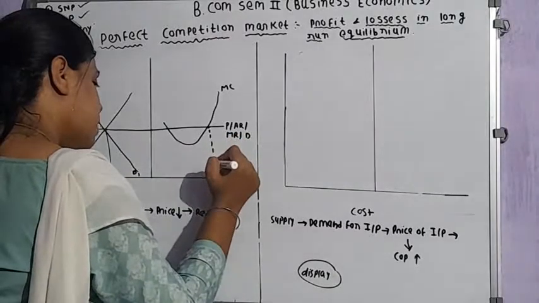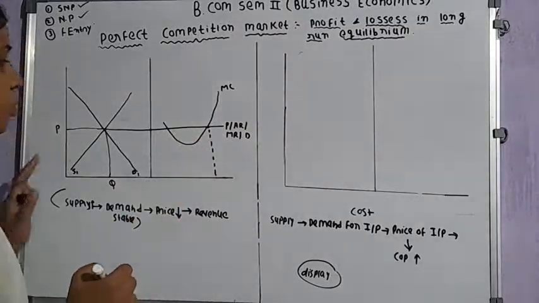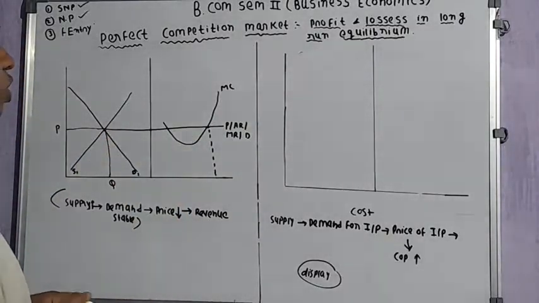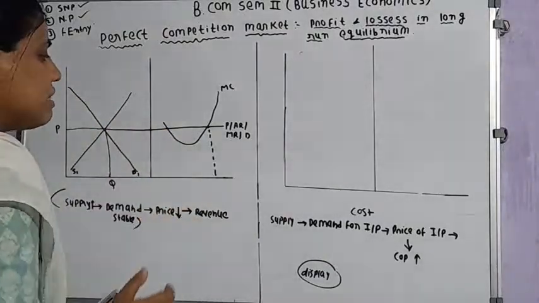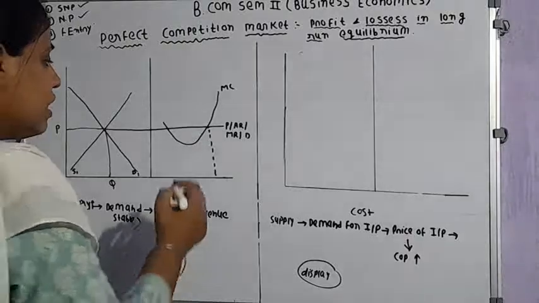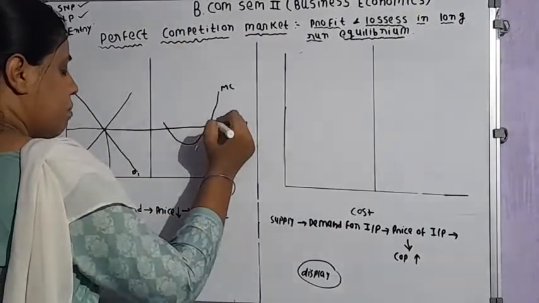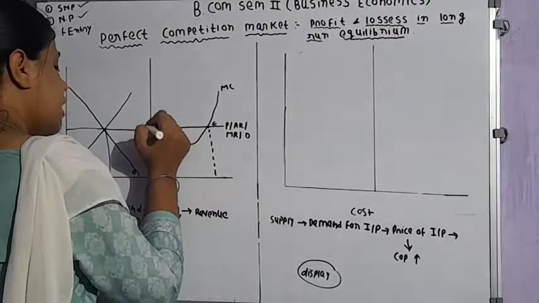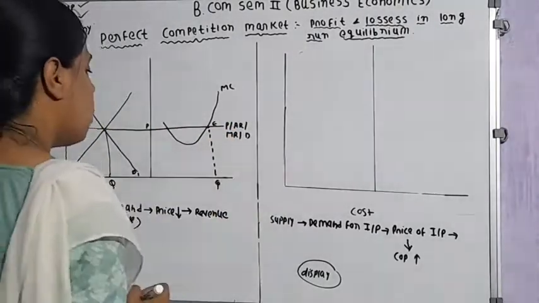Okay, why has this become the equilibrium point for the firm? Because at this point you can see that the marginal cost is equal to the marginal revenue, and the marginal cost curve is cutting the marginal revenue curve from below. That is why it is the equilibrium point for the firm. Okay, so this EP is the equilibrium price and this EQ is the equilibrium quantity.